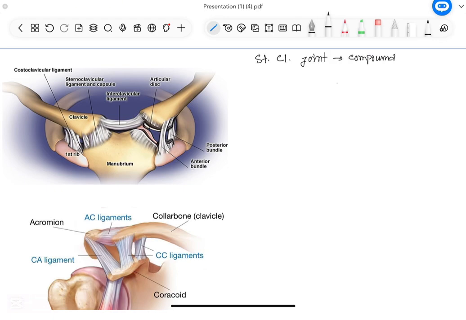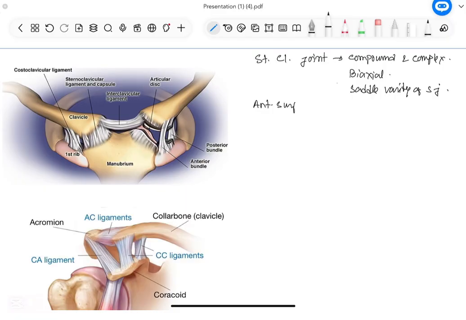It is a compound and complex variety of synovial joint. It is a biaxial joint also. It is also a saddle variety of synovial joint. So how much information have I given? According to the number of articular surfaces, it is compound and complex. As there are two axes of movement, it is a biaxial joint, and the nature of the articular surface gives it the name saddle type of synovial joint.